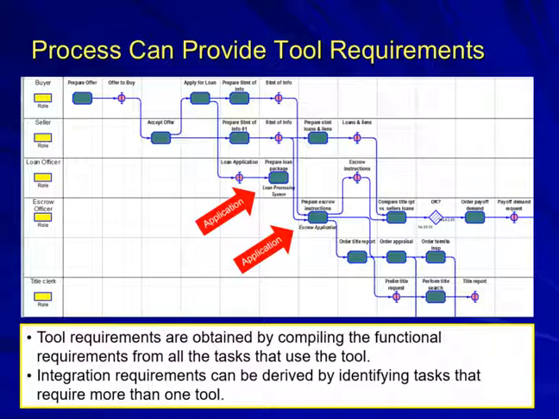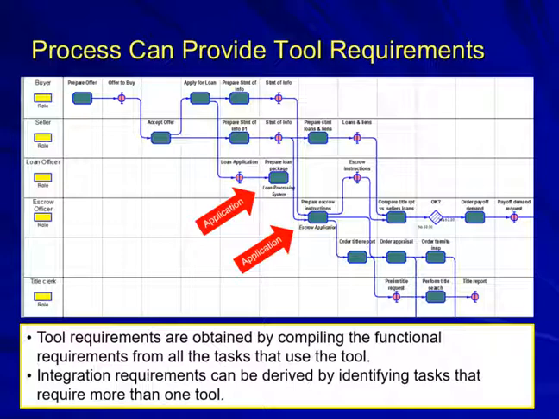We will be showing you how to do that in future movies. The third benefit that a process model can give you is tool requirements. By tool, I mean software application. There are two applications that we have identified in this process: a loan processing system and an escrow application system.